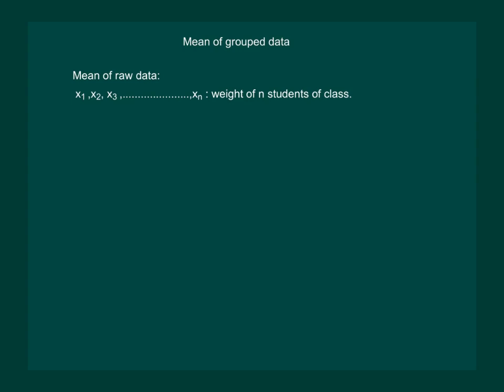Let us recall that if we have raw data, say x1, x2, x3 and so on till xn denote weight of n students of the class, then mean of the weight of n students of the class was given by summation i varying from 1 to n xi whole by n.